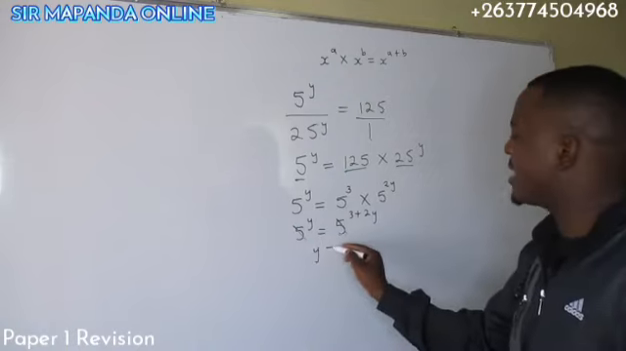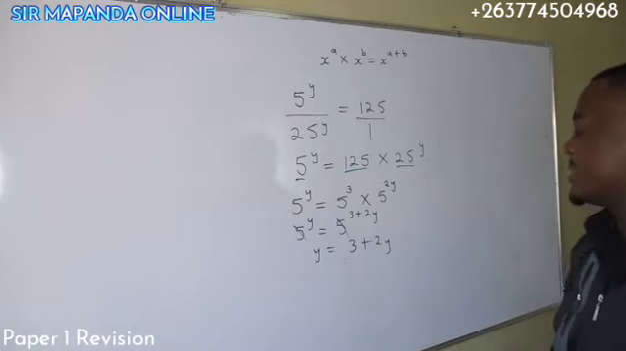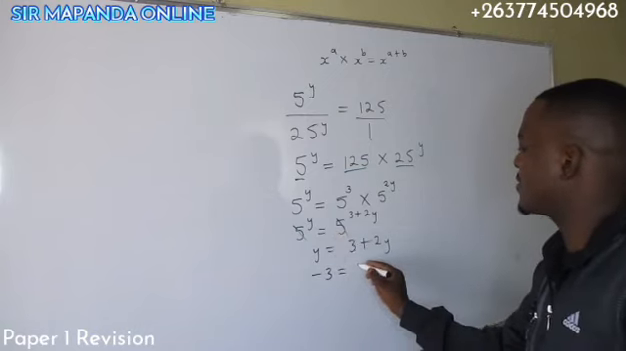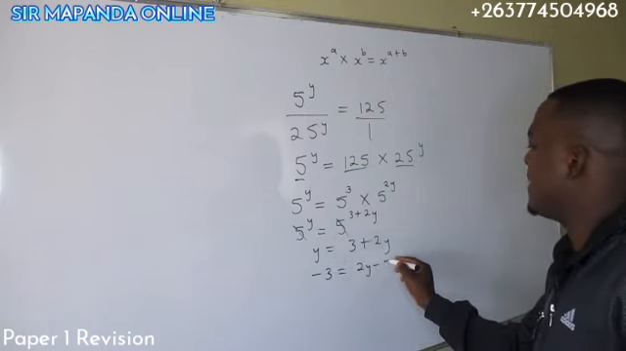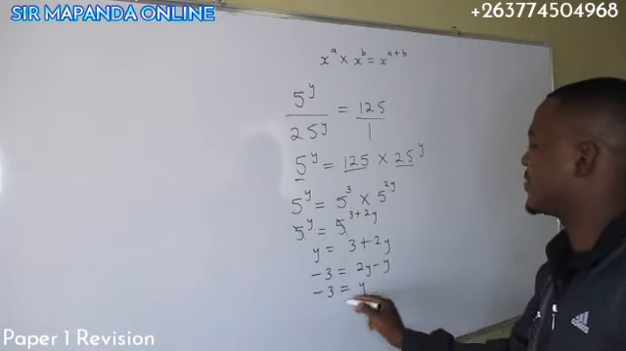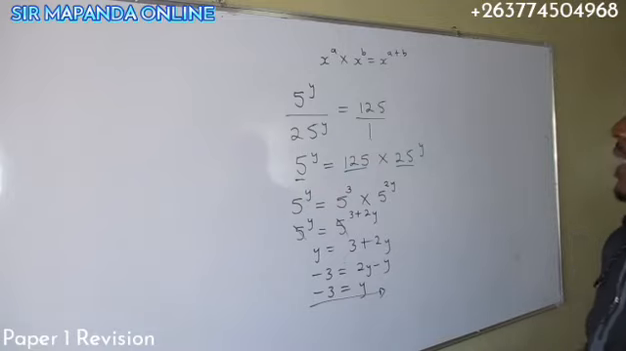You'll be having y is equal to 3 plus 2y, something like this. So move 3 to the left, you get minus 3 is equal to 2y minus y, which gives you minus 3 is equal to y, and this is your final result. I hope you are following.